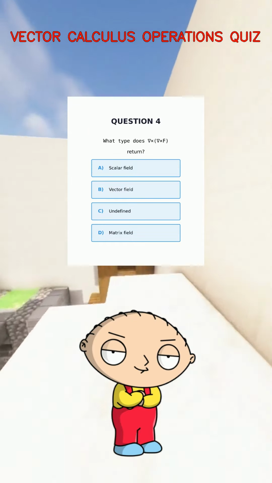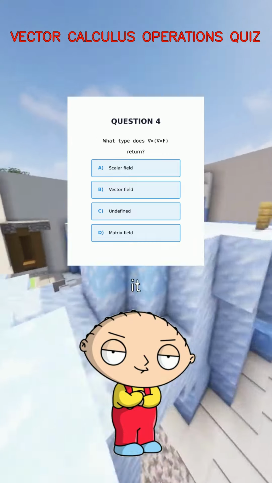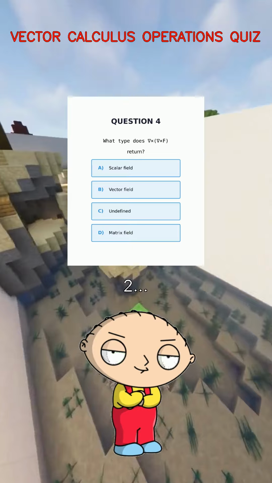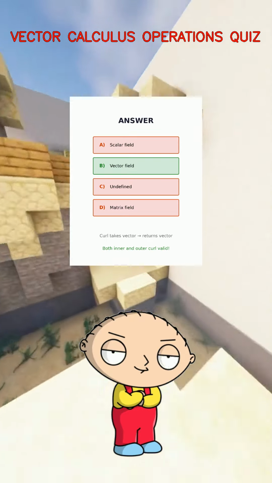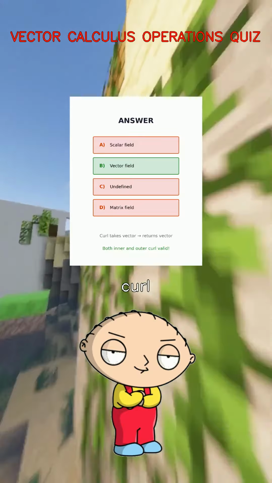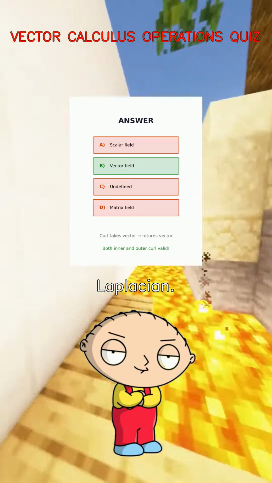Question 4. What type does curl of f return? Think about what curl takes in and what it spits out. B, vector field. Curl takes a vector and returns a vector. So curl of curl is also a vector. It actually equals gradient of divergence minus the vector Laplacian.